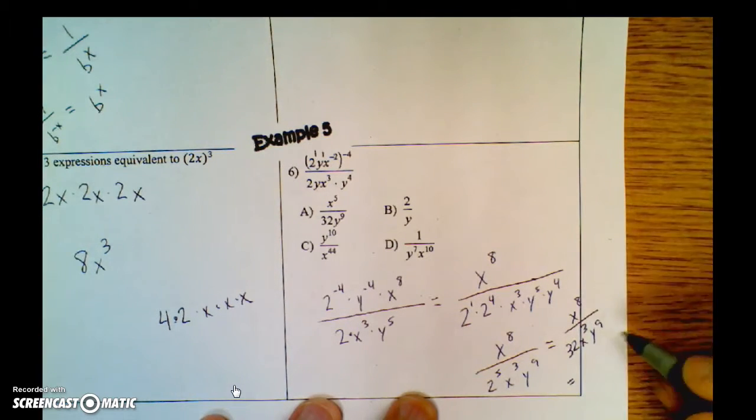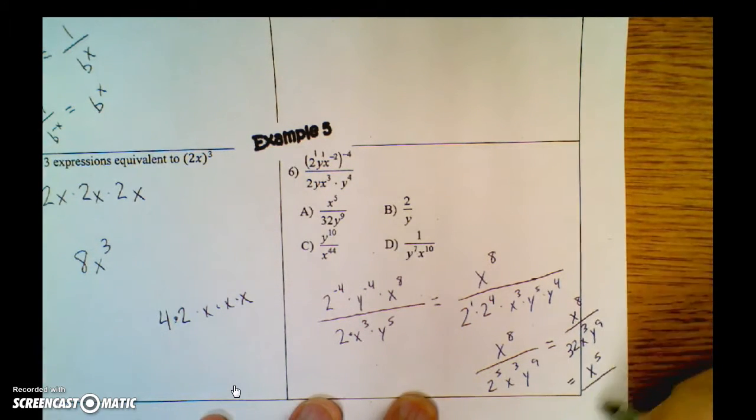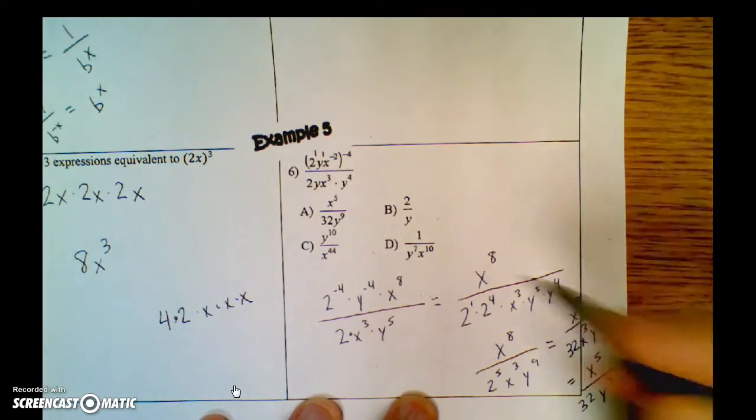And when you're dividing, you can subtract the exponents on similar bases. This becomes x to the 5th over 32, y to the 9th. And that's choice A.